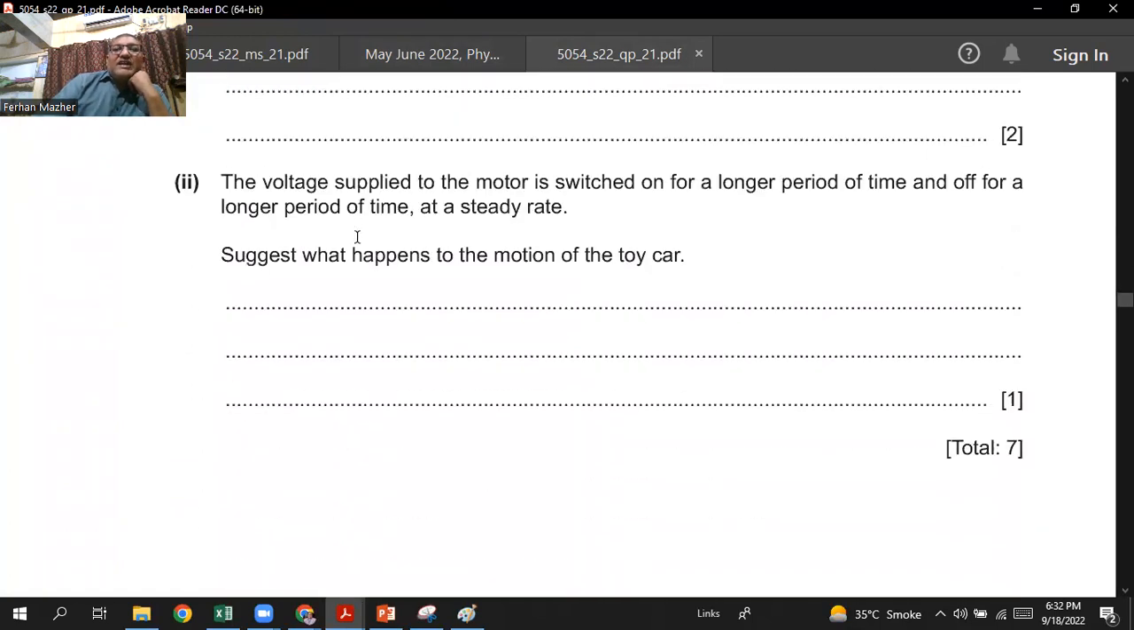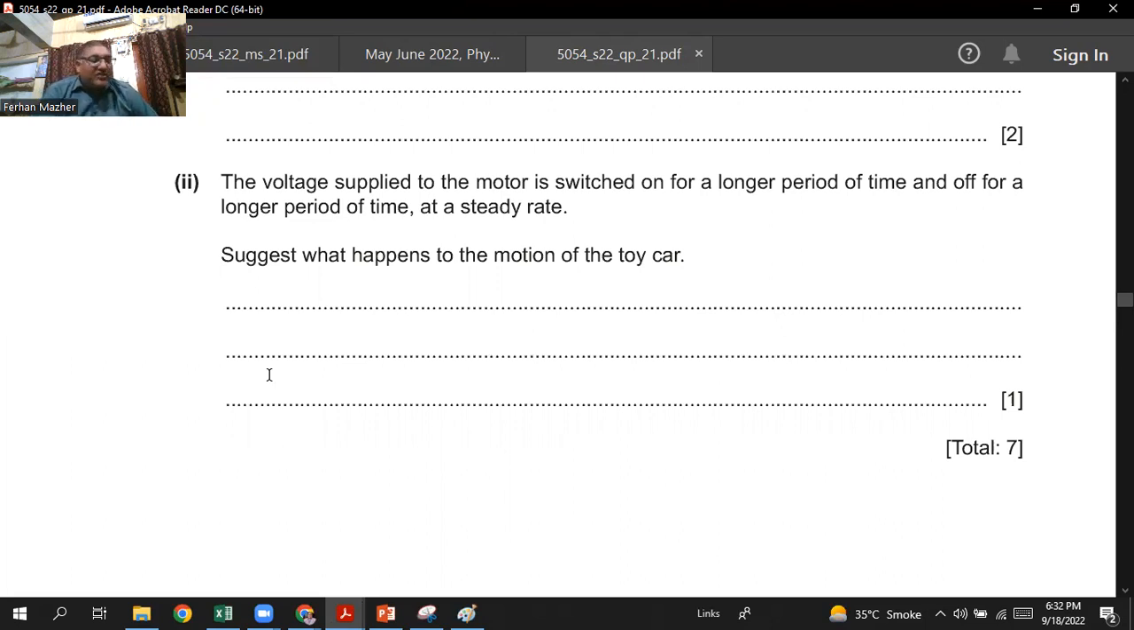Okay, so the next question they are asking is, the voltage supplied to the motor car is switched on for a longer period of time and off for a longer period of time at a steady rate. What happens to the motion of the car? If the voltage provided to the toy car is kept on for a longer time, the time for which the car speed stays steady will become longer. For a longer time, the car will remain at a steady speed.